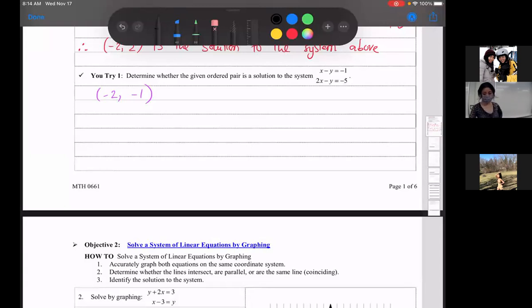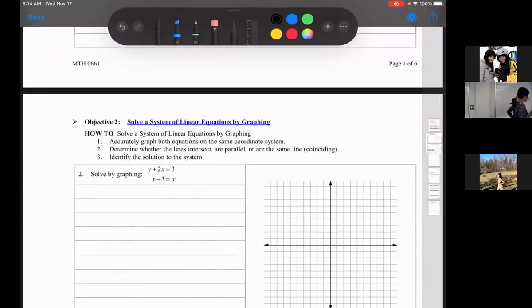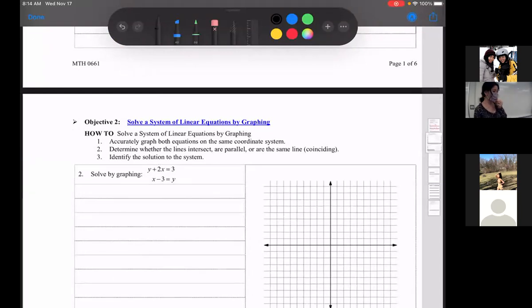Now objective 2, we're going to solve a system of linear equations. There are 3 ways to solve a system of linear equations. The first one is eyeballing. You graph 2 lines and then you eyeball it. They call it solving by graphing. This is my least favorite. I don't like eyeballing things, especially when you have a fraction solution, it's really difficult to tell exact answers, right?